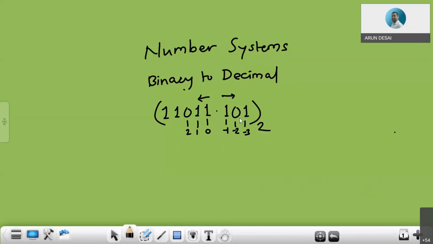I'm going to take this by one method called positional weighted, wherein weight is considered. You can directly multiply those binary bits as well. That is a different method you possibly learned in first year. So this is about binary to decimal.